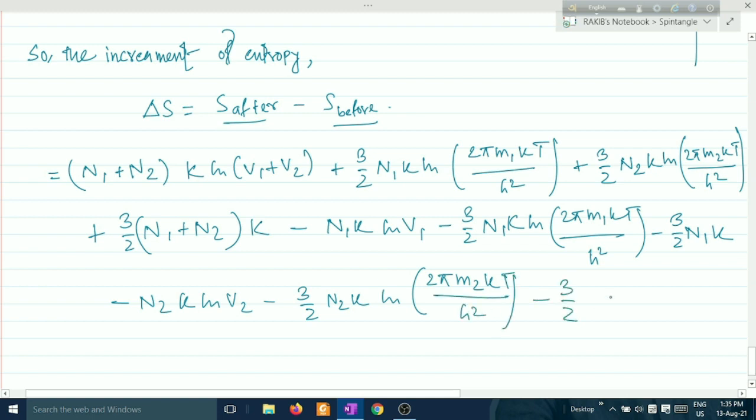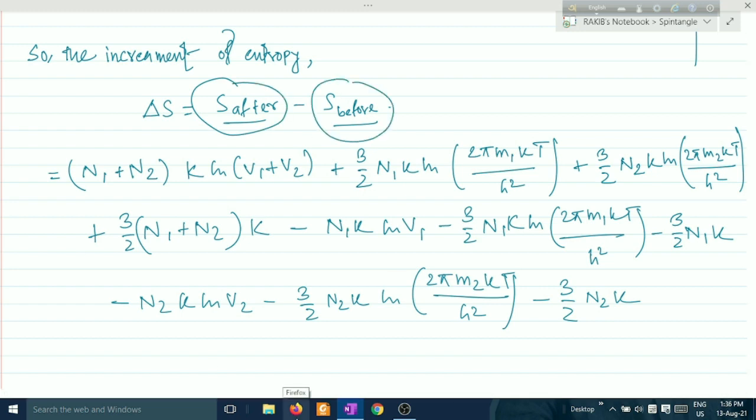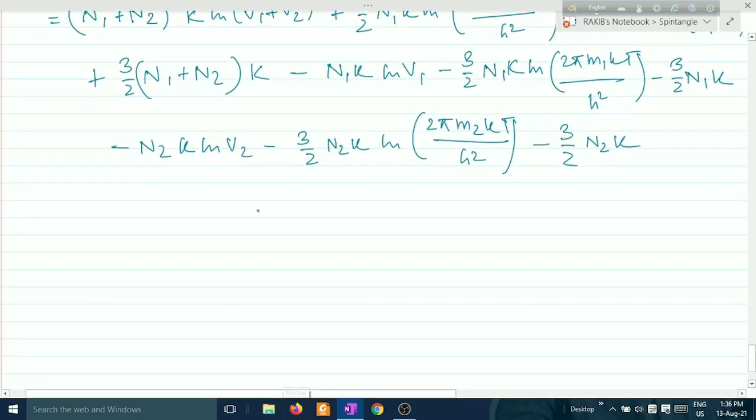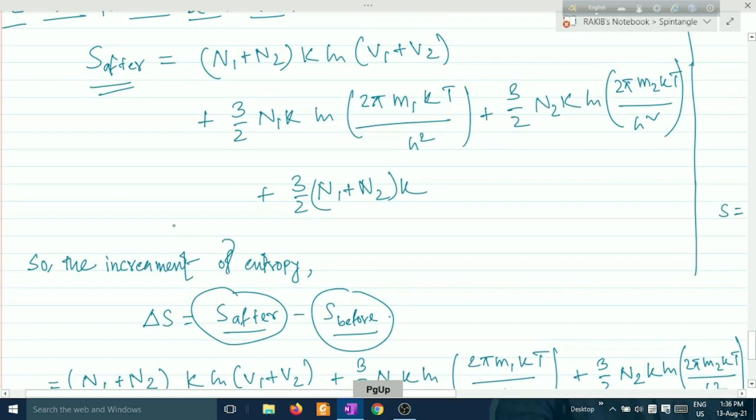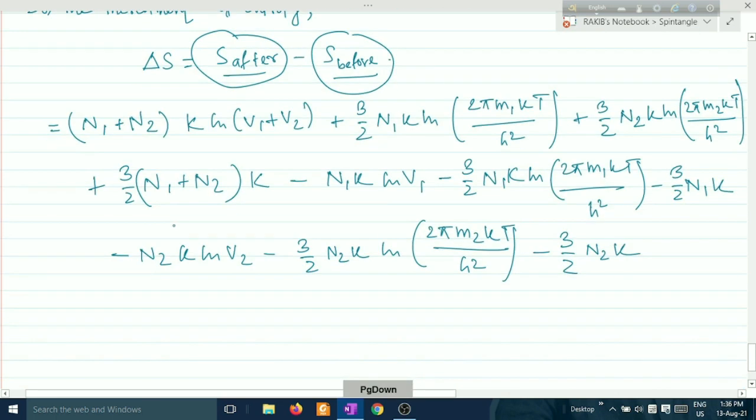minus 3/2 n2k. I have just put the S after and S before only. This is a very weak looking equation, not a too difficult one. So what does it become? Several terms will cancel out from each other. Let's check what will cancel out.